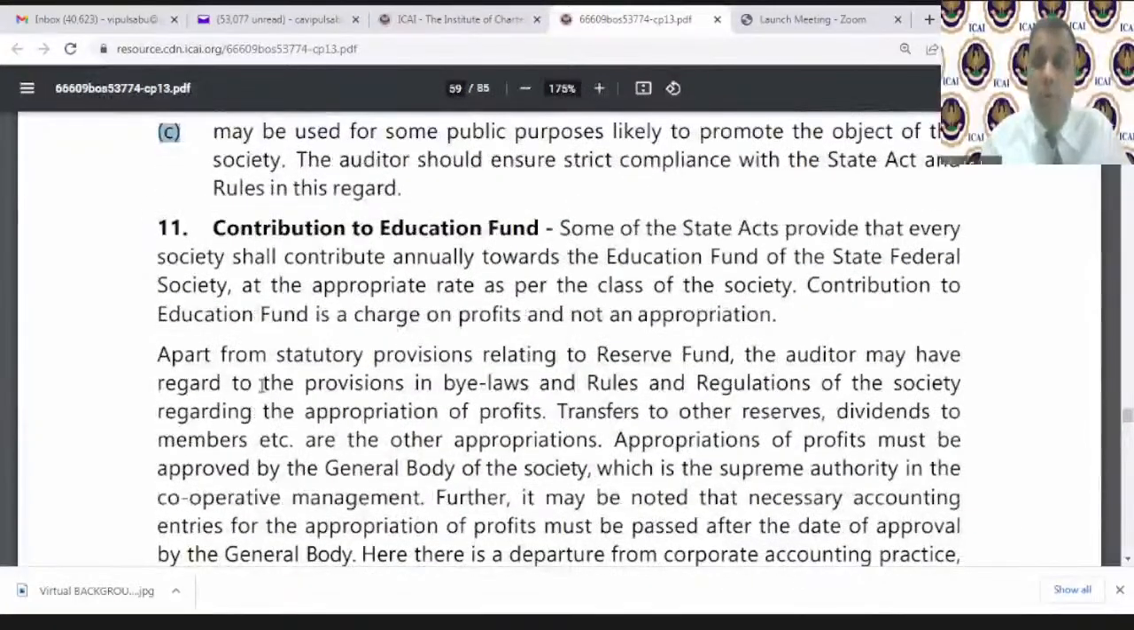Some state acts have made it mandatory that societies should contribute annually towards the education fund of the state, for the education of the children of the poor. So whatever rate has been decided by the state act, at that rate you can contribute to the education fund.